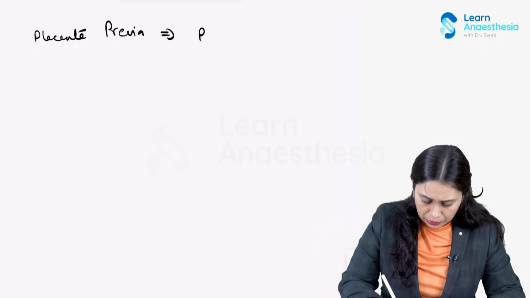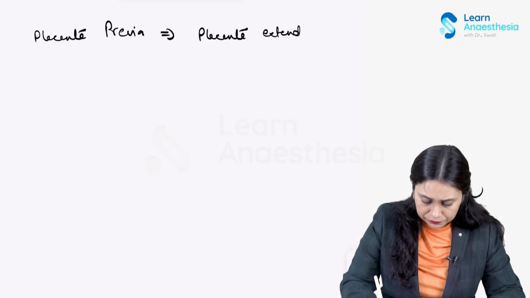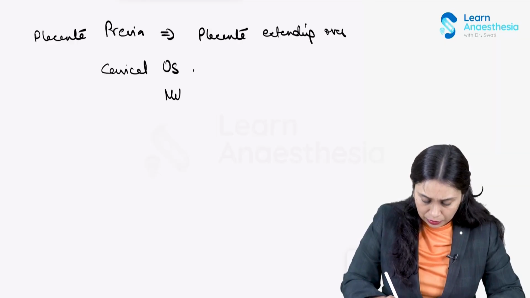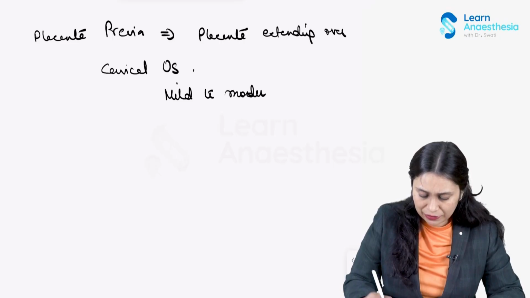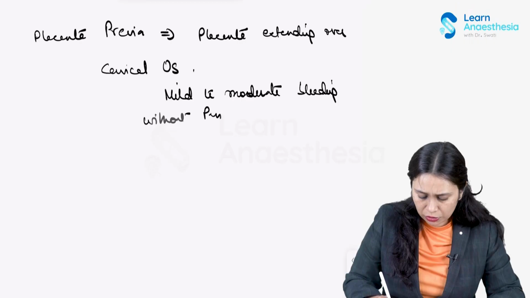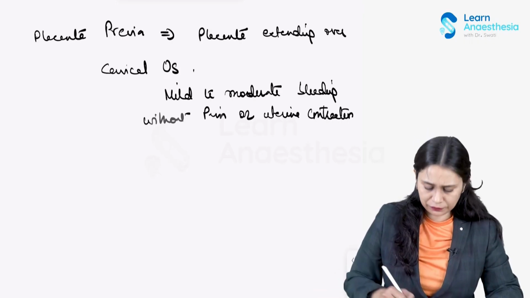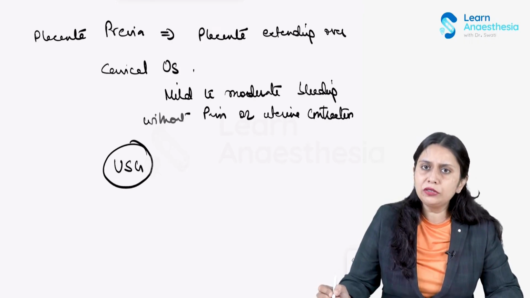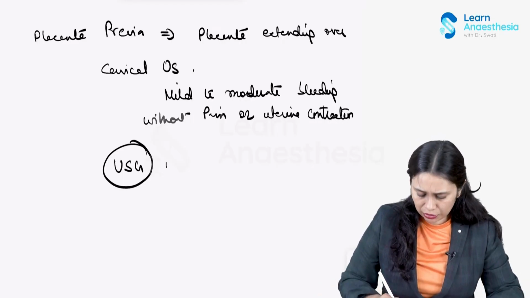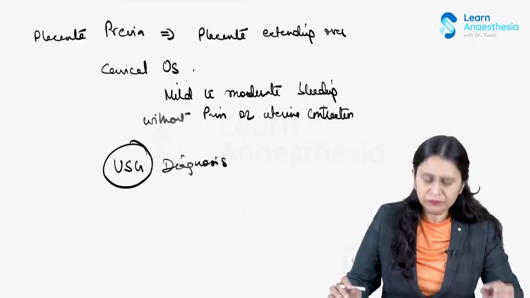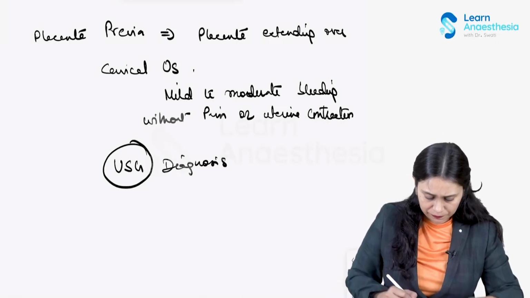So placenta previa is placenta extending over the cervical os, and this presents with mild to moderate painless bleeding, without pain or uterine contraction. So this just produces painless bleeding, and when the ultrasound is done, the confirmation is made by ultrasound. So it is an ultrasound diagnosis.